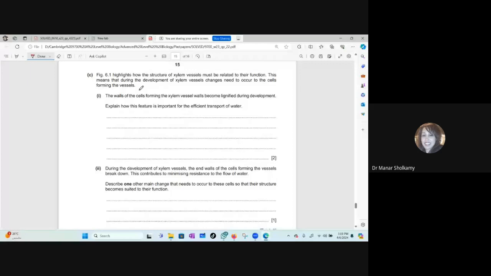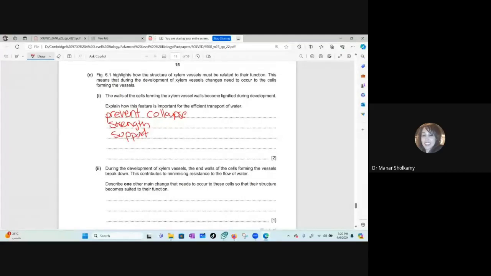Walls of the cells forming the xylem vessels become lignified during development. Explain how this feature is important for the efficient transport of water. We just said it. This lignin, why is it important? It prevents collapse. When there is negative pressure, it will collapse inward. There is inward pressure. It will prevent inward collapse. It will provide strength and support.